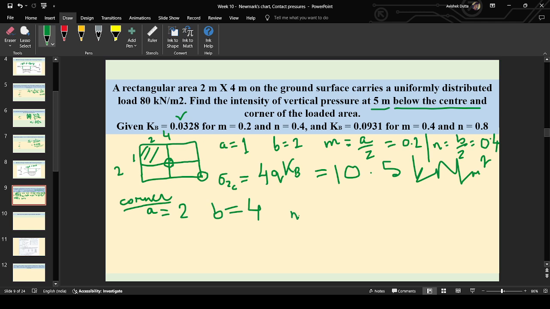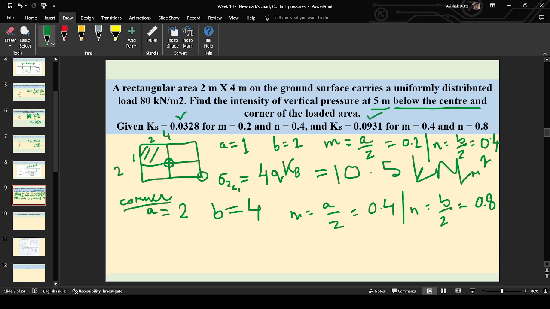So now for this part, m equals again A by Z, and that will give me a value of 0.4, and n equals B by Z, that is equal to 0.8. So now the corner loading, here the entire thing has been taken at once. Okay, and for 0.4 m and 0.8 n, the value of kb is 0.0931.